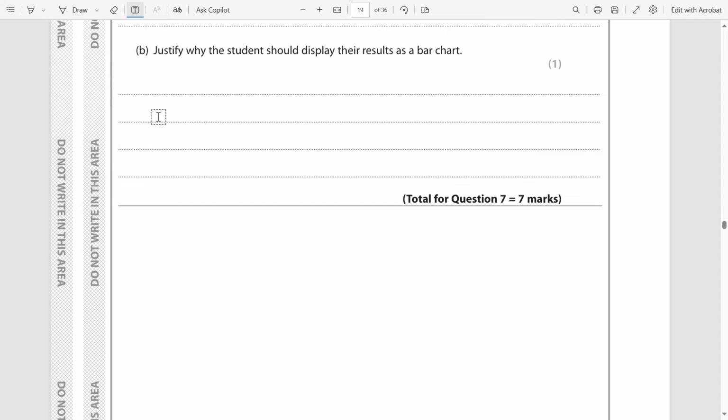Justify why the student should display their results as a bar chart. Now, guys, it may be hard for you to word, and this is what I say. The independent variable is categorical, which basically means that the IV is like categories.